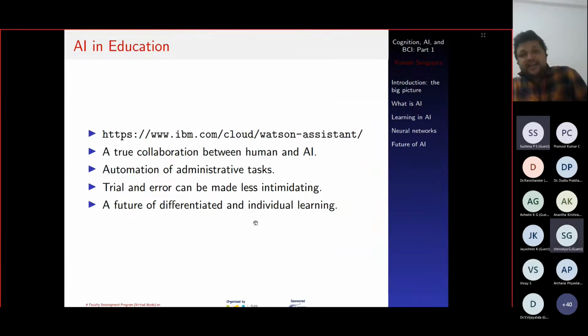And of course, there are AIs in education like Watson Assistant, which is a true collaboration between human and AI, and which helps in automation and administrative tasks. Trial and error can be made less intimidating, and the future of differentiated and individual learning lies in some of these.